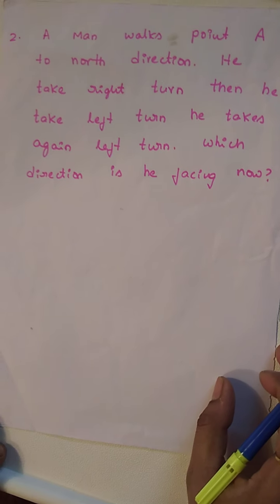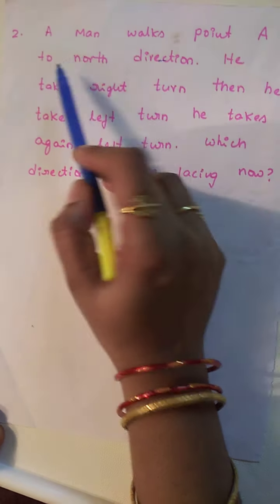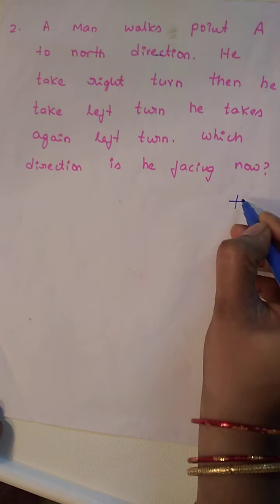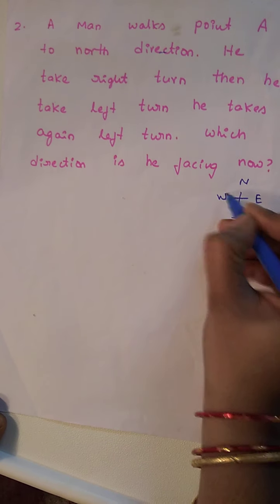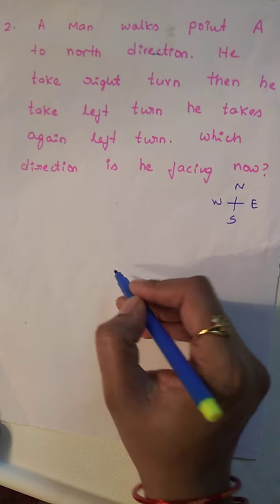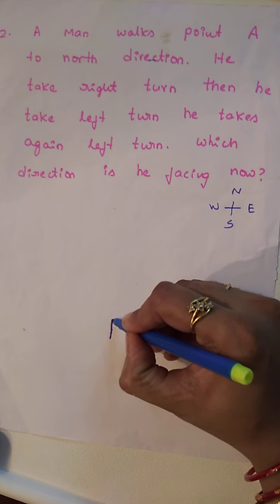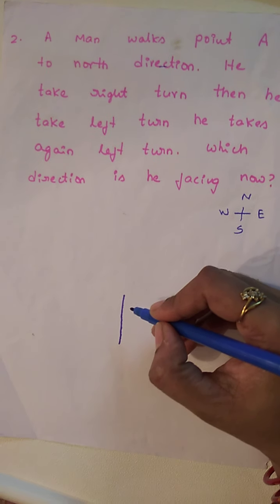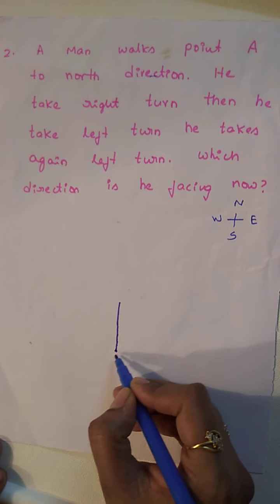A man walks from point A in the north direction. We know this is north, this is south, this is east, this is west. A man walks from point A to the north direction. So he started walking like this. North direction means up direction. And this is the man's starting point.